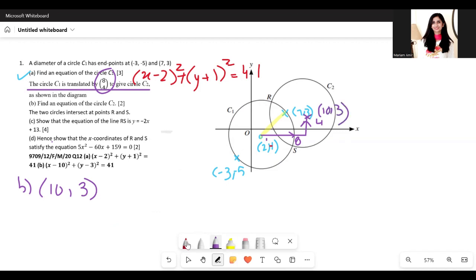Okay. And the radius is not going to change. The entire circle just went 8 units to the right, 4 units up. That's not going to change the radius of the circle. So the radius is still the same. It was square root of 41. So now the new circle equation is going to be x minus 10 whole squared plus y minus 3 whole squared is equals to radius squared, so 41.